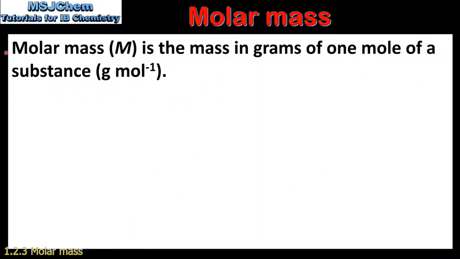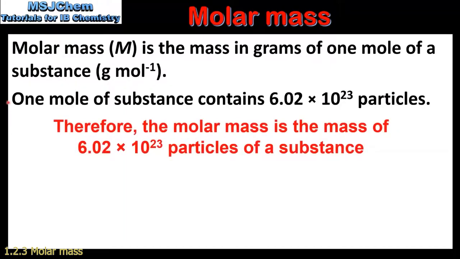So let's start with a definition. Molar mass is the mass in grams of 1 mole of a substance. The unit for molar mass is grams per mole. As we saw in a previous video, 1 mole of substance contains 6.02 times 10 to the 23 particles.